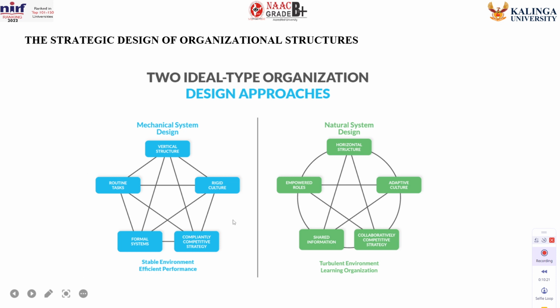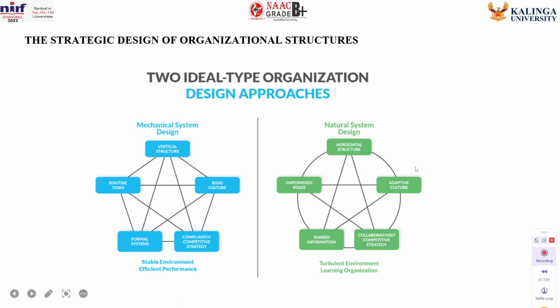So if your environment is stable, there's not much change in your environment, you can follow mechanical system design, which will be characterized by vertical structure. So there will be many ladders, many levels in the ladder, and routine tasks, because the environment is not changing, so the employees will have to do the same thing for a longer time. And there will be rigid culture, more bureaucracy, more paperwork. Formal systems will be there, and a compliant competitive strategy. So you will try to comply with the rules, regulations, laws, and try to keep the paperwork.